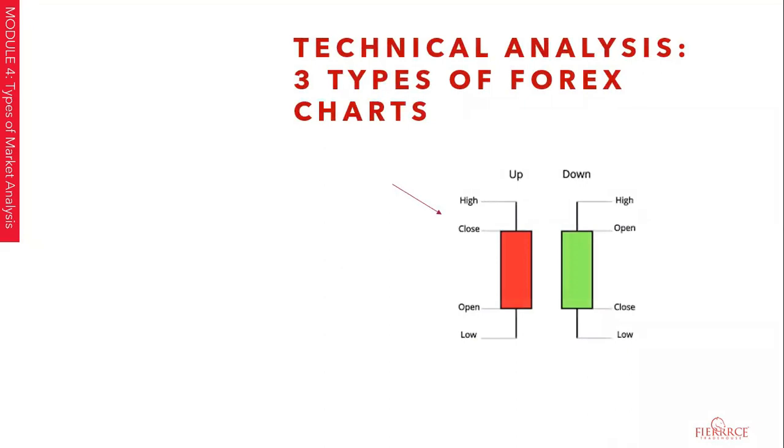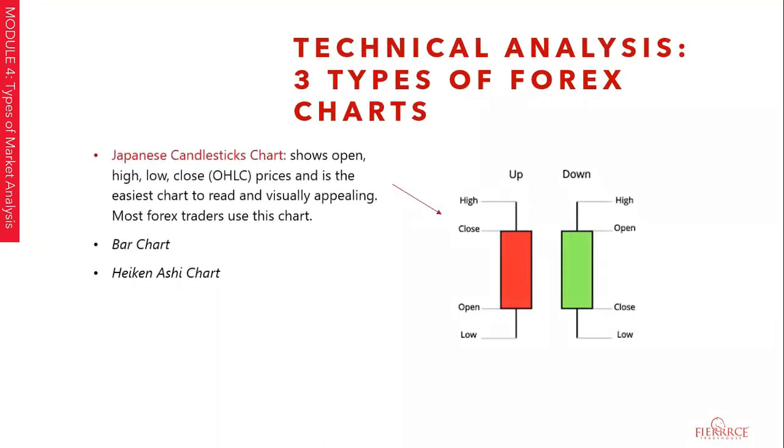There are 3 main types. The first one is the Japanese candlestick chart, and this is basically how it looks. It will look more presentable once we open a proper chart, where you'll be looking at different candlesticks and be able to see the direction of price and things like that. Here it may not make a lot of sense, but this is basically the anatomy of this candlestick.